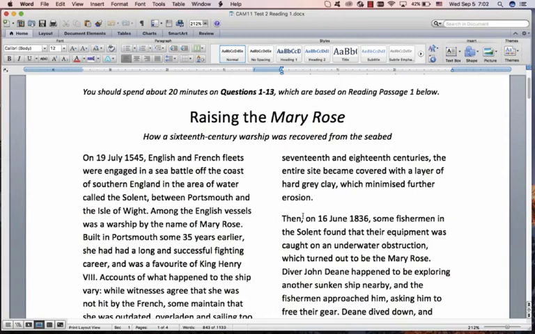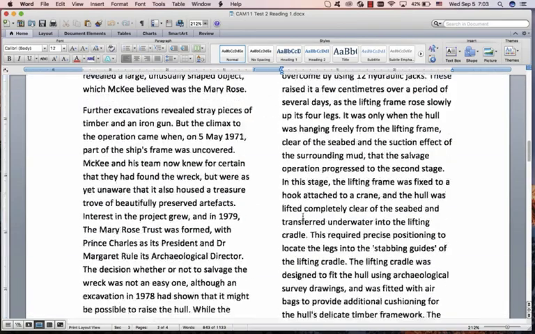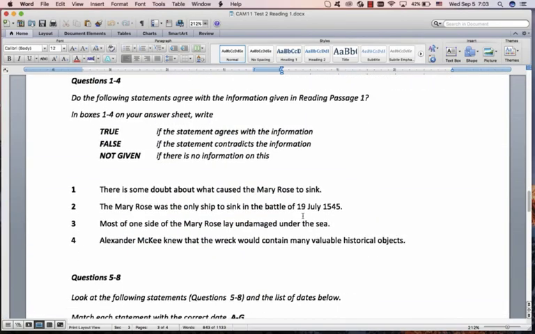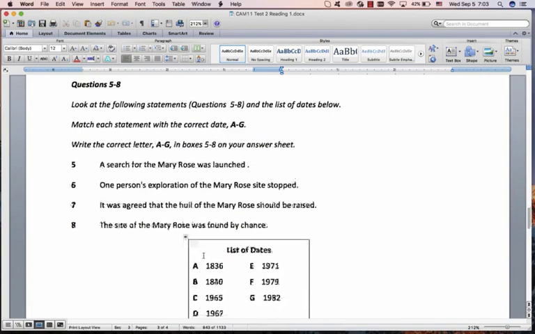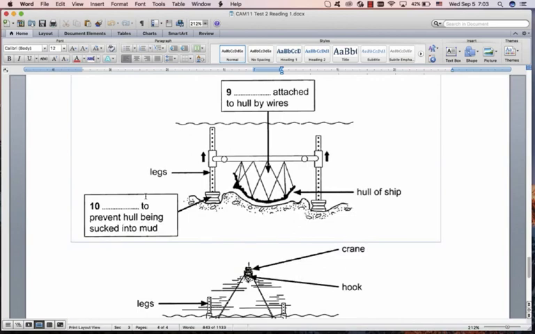Okay, Cambridge 11, test 2, reading 1. Raising the Merry Rose, let's see what we've got. 4 true, false, not given at the beginning, then matching dates and events, and a diagram. So I hope you know, do the diagram first.